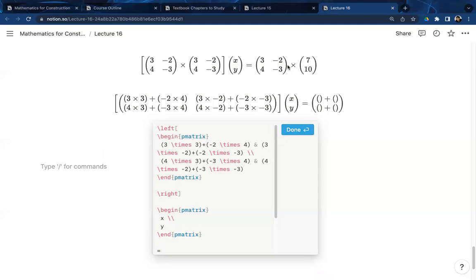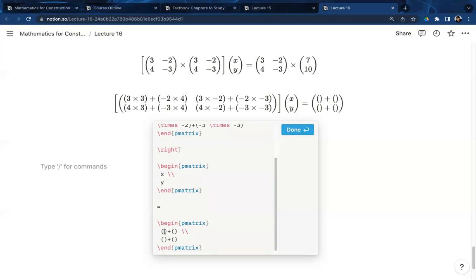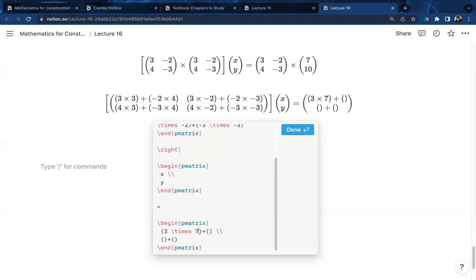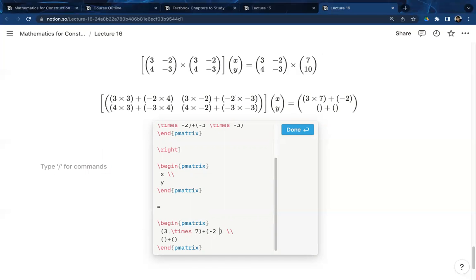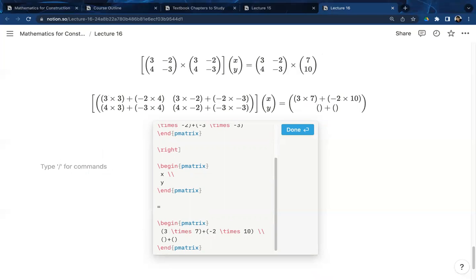Right hand side now, the top element is the first row, first column. So the first row by this column here. So it's 3 by 7 minus 2 by 10. Then the bottom one, the second row by the only column, 4 by 7 minus 3 by 10.